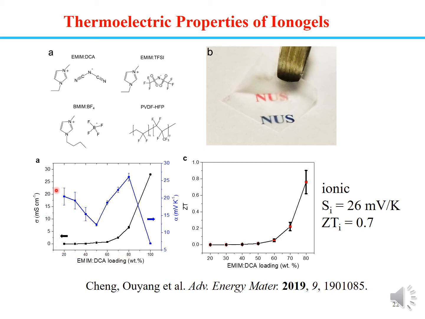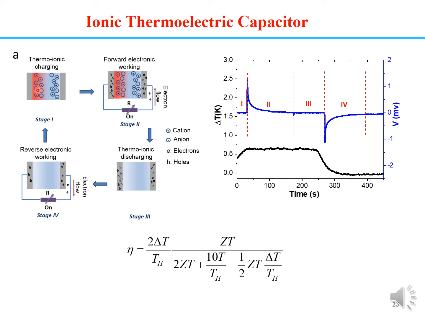This is the dependence of the ionic conductivity and the thermal voltage on the ionic liquid loading. At 80% of the EMIM DCA loading, the ionogel has a thermal voltage of 26 millivolt per K, and the ZT value is 0.7. We also demonstrate its application in ionic thermoelectric capacitors. So when the heat is turned on or turned off, we can observe this kind of output voltage.